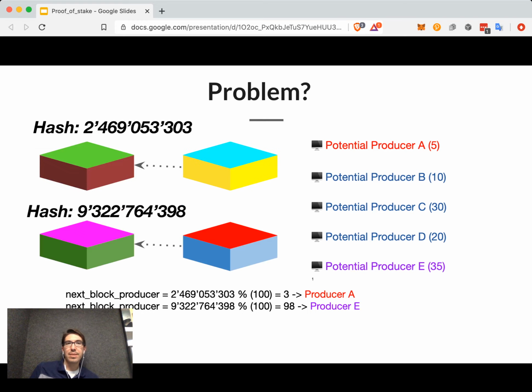But there's a problem with this. So let's say we had multiple potential blocks that we could build off and multiple potential chains. Well, some of these producers may say that, all right, well, I'm going to build on this block because its hash says that I get to produce. So we see producer A is trying to build off this one block, whereas producer E says, well, I'm going to try to build on this block because I want to produce a block. I want to get the block rewards.